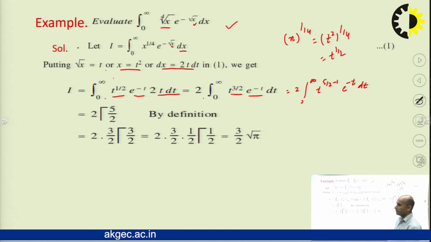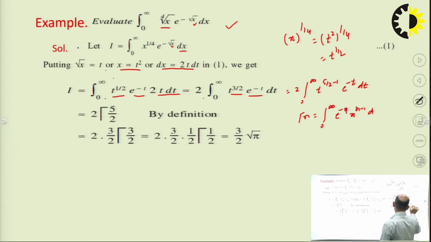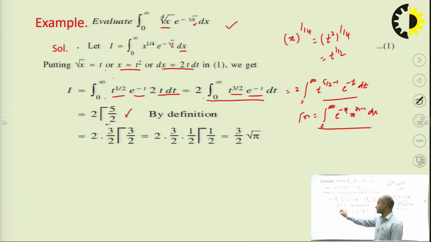According to the gamma function formula, as we know, gamma n is the integral from 0 to infinity of e raised to minus x, x to the power n minus 1 dx. So after comparison with this integration, we get this integral equals gamma 5 by 2. So the given integration is 2 times this integral, and its value is 2 times gamma 5 by 2. Now we can find the value of gamma 5 by 2 with the help of the reduction formula.